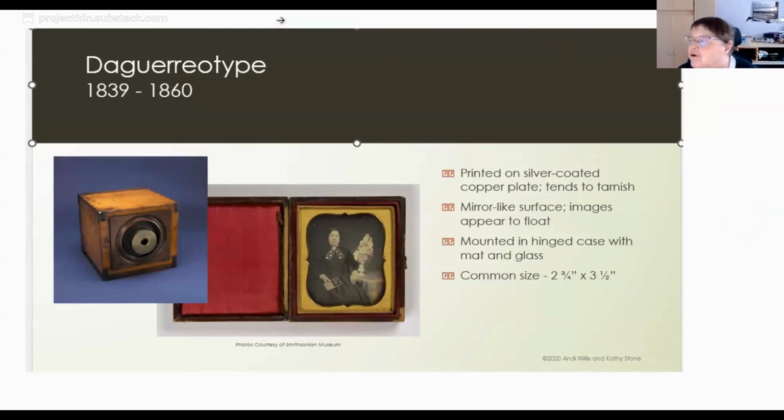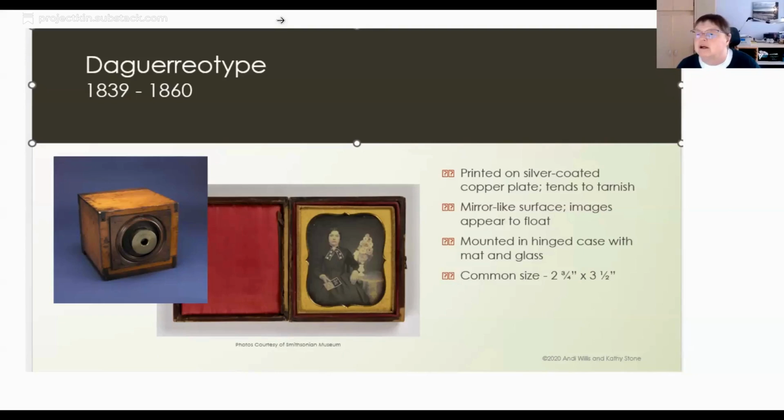If you have any of these types of photos in your collection, you're really lucky, because these are few and far between, but some of the first photos were daguerreotypes. They were around, these are approximate dates, 1839 to 1860. This just gives you a few things that you're looking for. They were printed on silver-coated copper plate, so they may tarnish. You may find them very tarnished and think, what is this old thing?